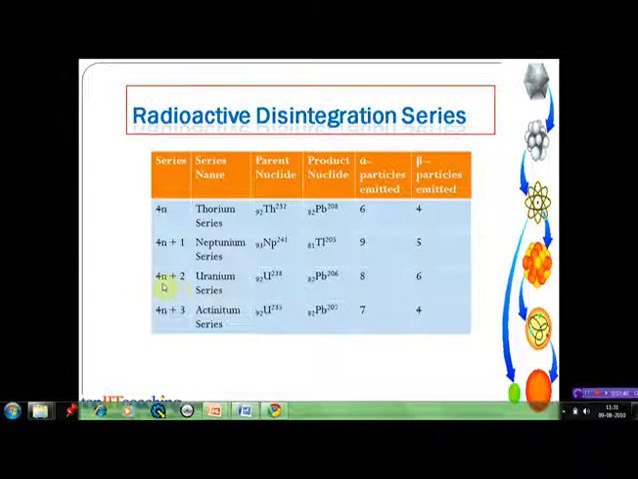The last series, the Actinium Series, is also a natural series with Uranium-235 as the starting isotope and lead-207 as the final product. 7 alpha particles and 4 beta particles are emitted in this conversion, and the mass number of every isotope of this series can be represented by 4n plus 3.